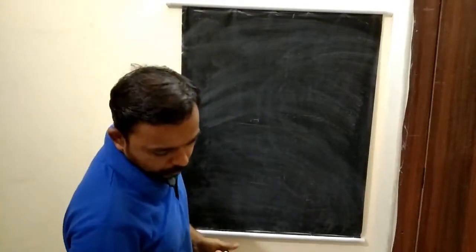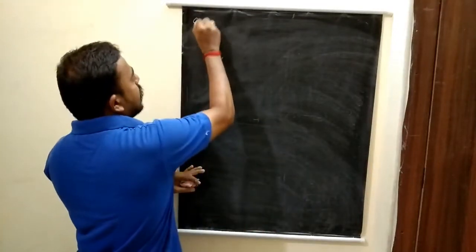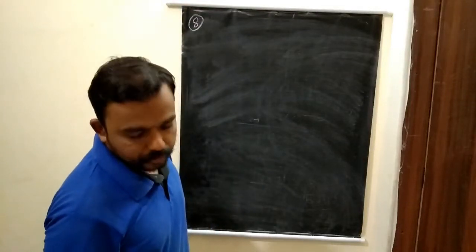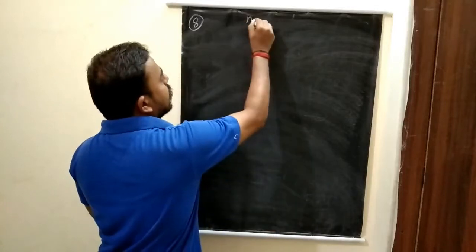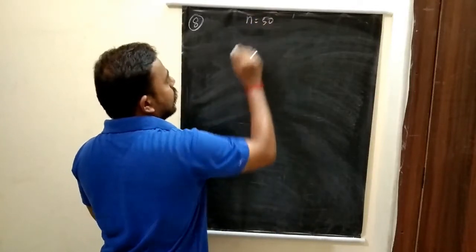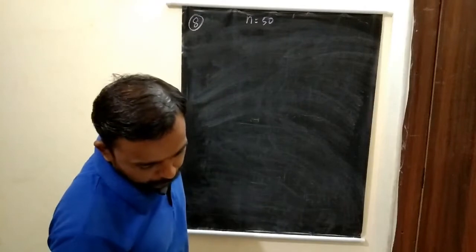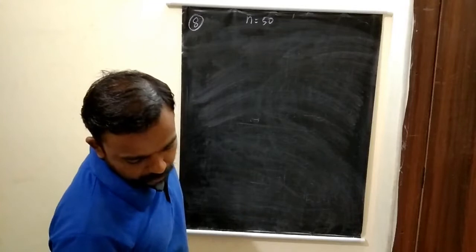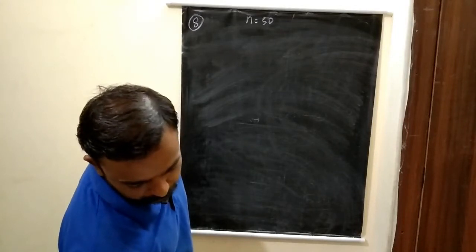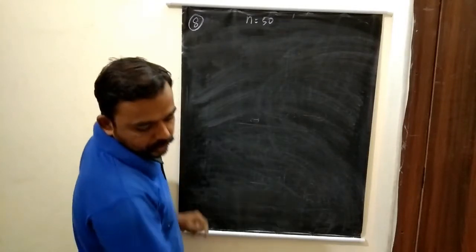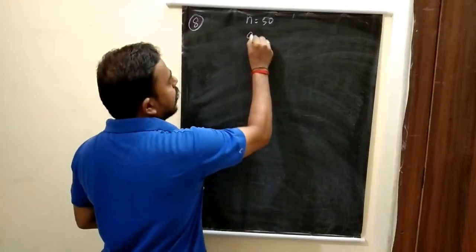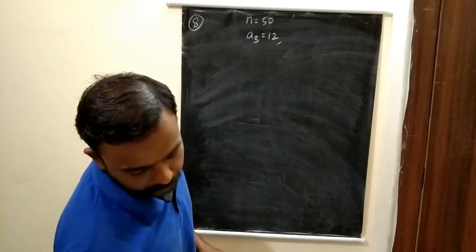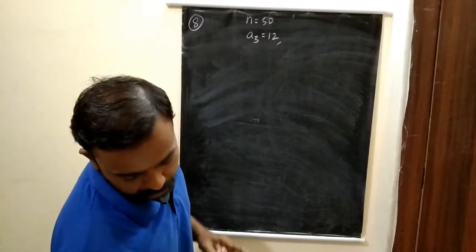Now come to the eighth problem. An AP consists of 50 terms, totally 50 terms, of which the third term is 12 and the last term is 106. The third term is A3 equals 12, and the AP consists of 50 terms.